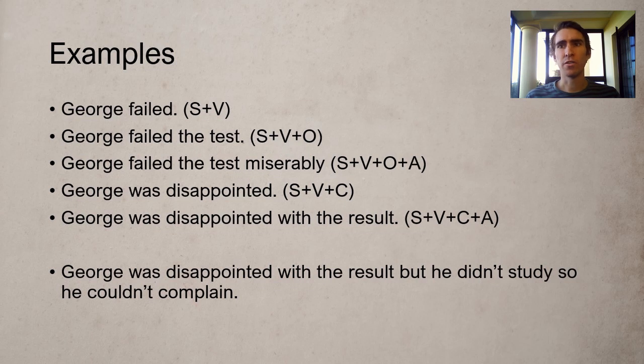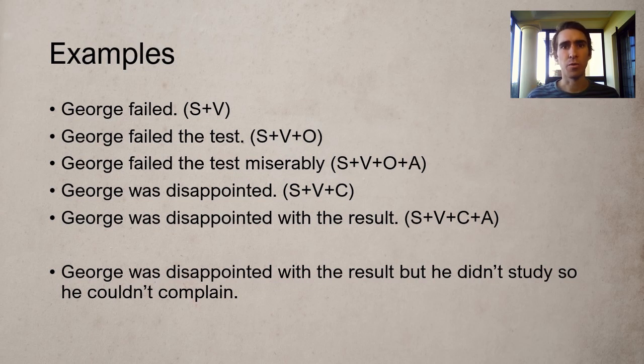You can go one step further and say George was disappointed with the result. In this case, you have George, the subject, was your verb, disappointed, the complement, the adjective, and with the result is a prepositional phrase, which functions as your adverbial here. And this is how you can build up your sentences to make them more complicated. You can add extra information, you can omit information, it depends what you want to do.